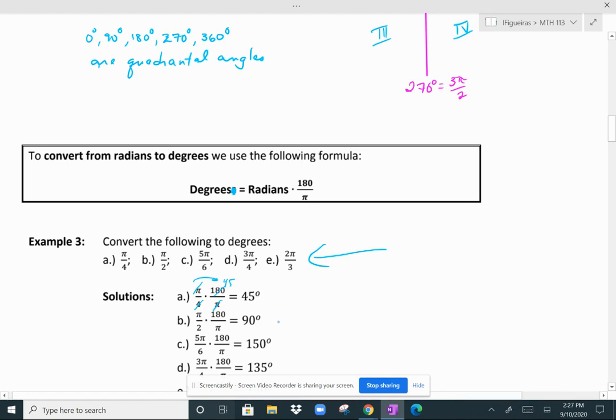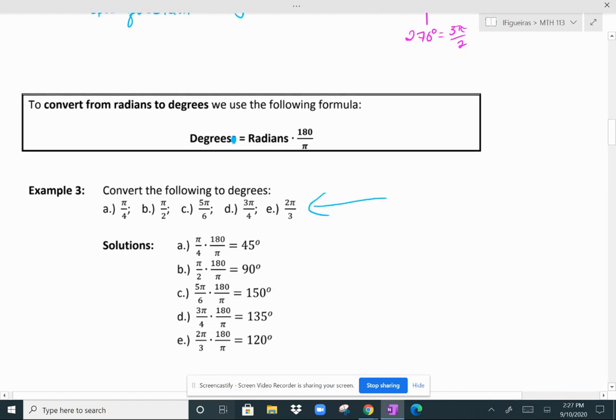Then we want to convert pi over 2. Again, multiply by pi over 180. Again, the pi's will cancel. 2 goes into 180 90 times. So the degree is 90 degrees. So with radians, you don't have to actually put a unit of measure, it's implied, but with degrees, we put this little circle in the upper right-hand corner to indicate degrees.